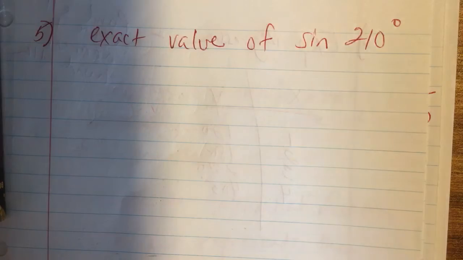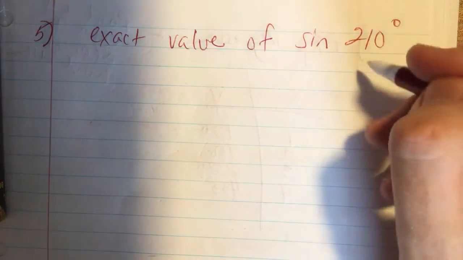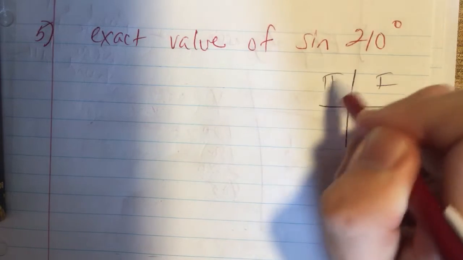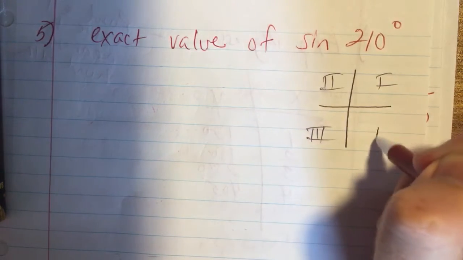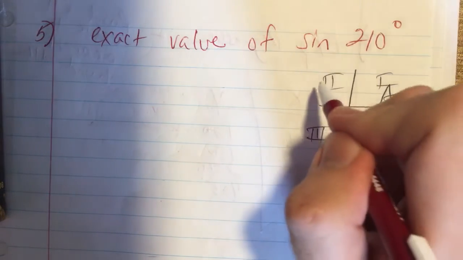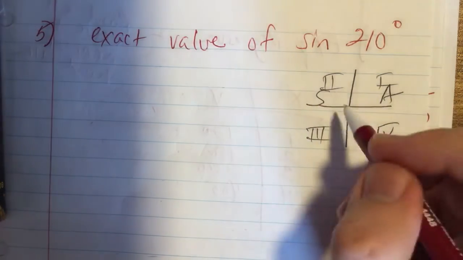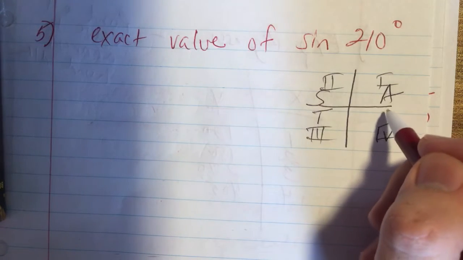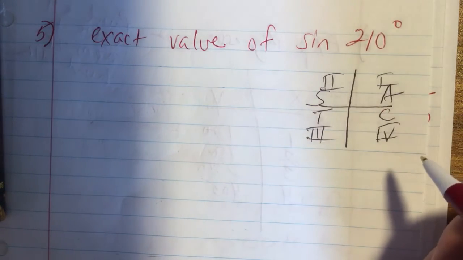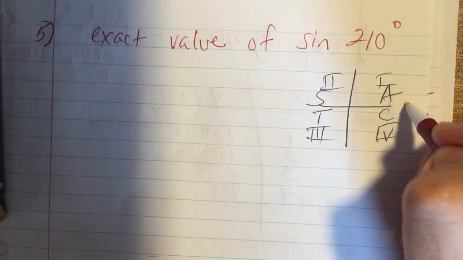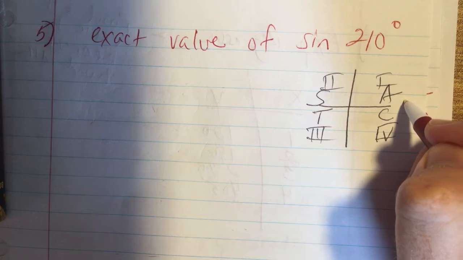Question 5. We're finding the exact value of the sine of 210 degrees. Important to remember your quadrant layout and how all trig functions are positive in quadrant 1. Only the sine function is positive in quadrant 2. Only the tangent function is positive in quadrant 3, and only cosine function is positive in quadrant 4. The other thing to realize is where are your angle markers, or your quadrantals.